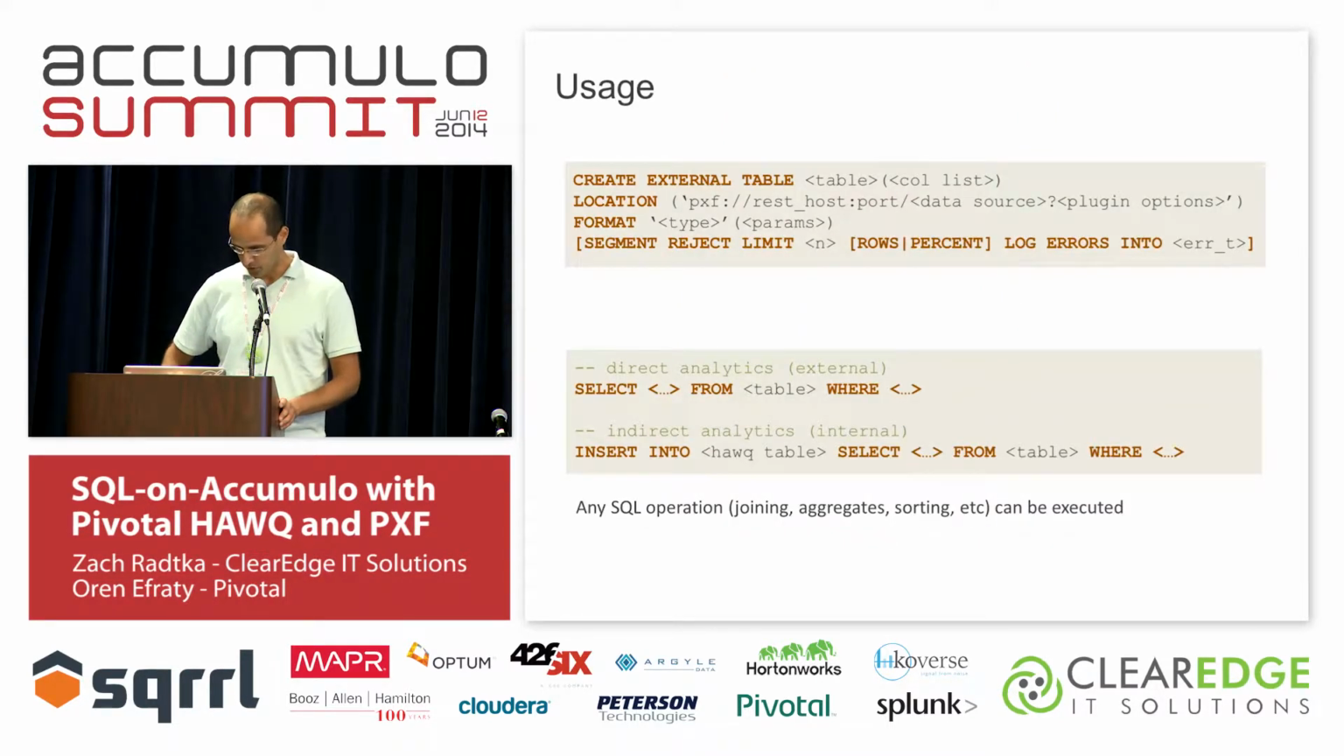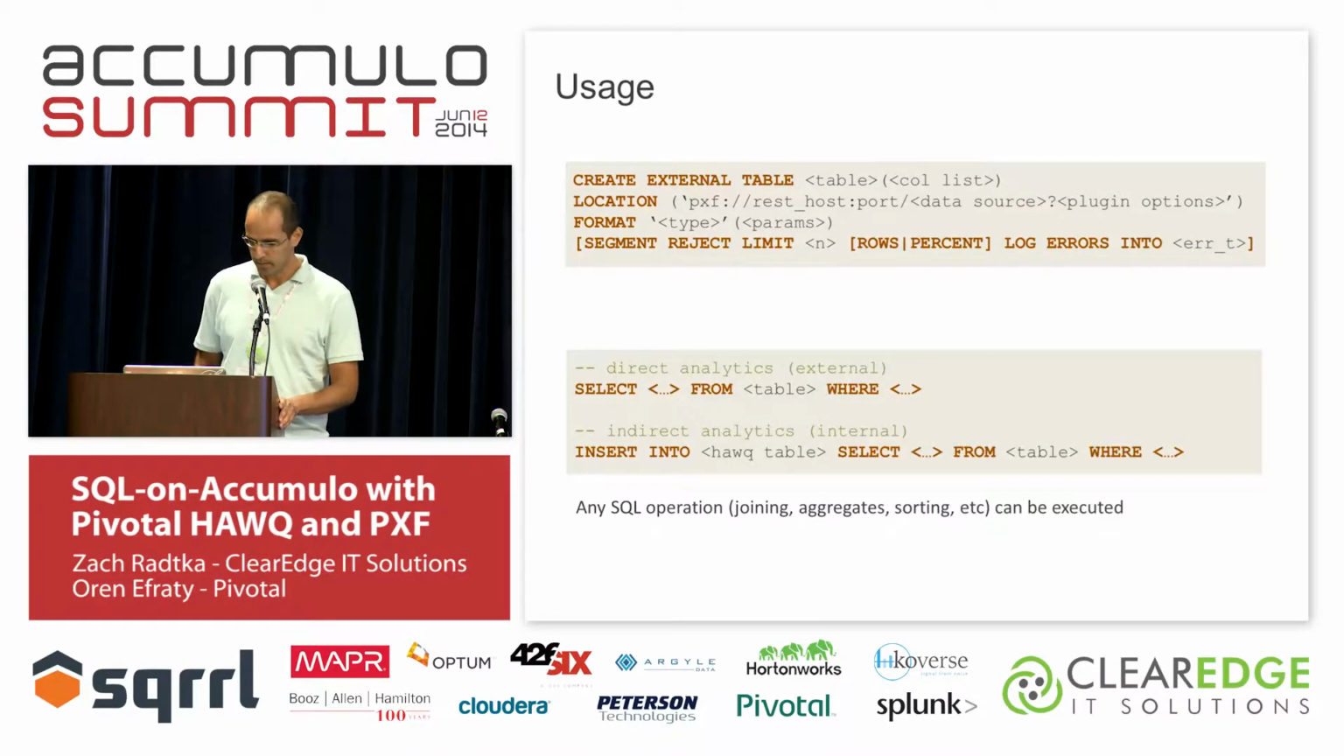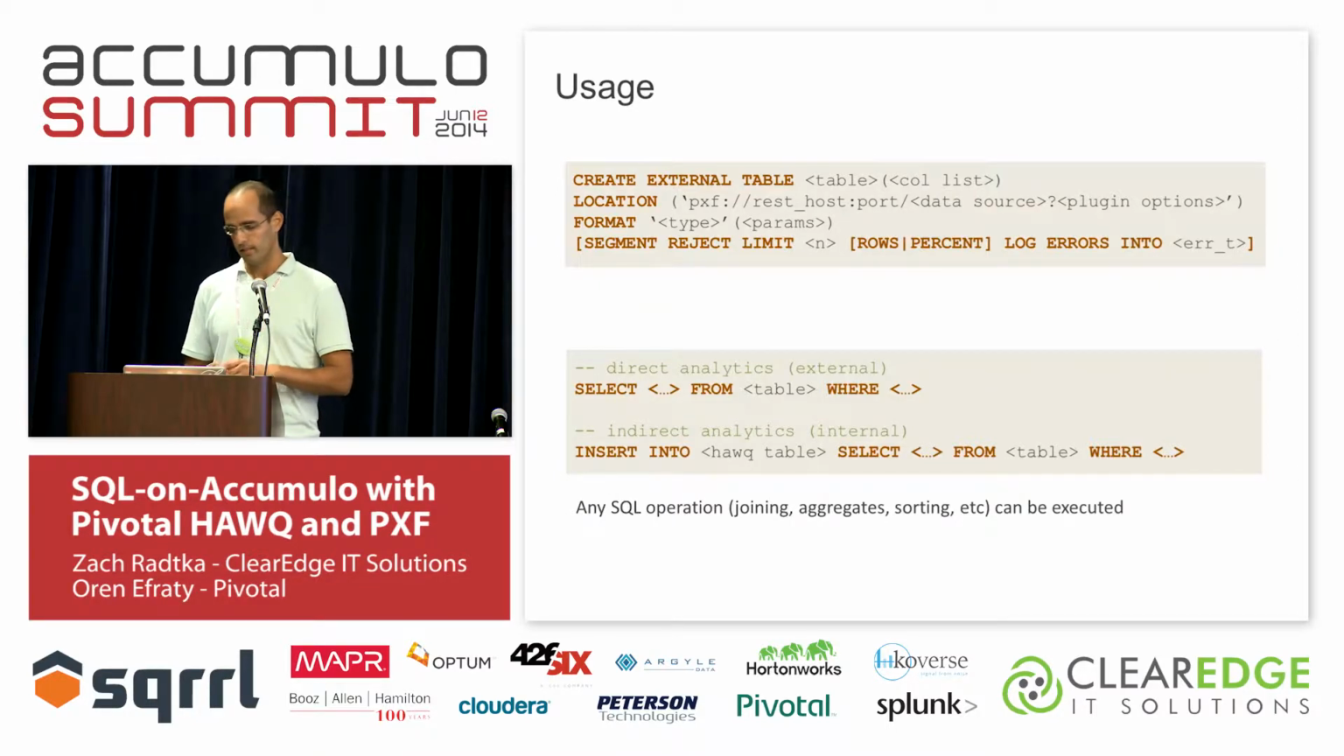Okay, let's go about the usage. So as we said before, we are creating an external table in HAWQ. We're specifying in the location clause the PXF protocol, PXF host and port, the data source, which can be either a file, a directory, or in case of Accumulo, the table name, and the plugin option. In case of Accumulo, it will be the Accumulo plugin. Format, usually either text or binary, and you can also specify a segment reject limit. We can specify an error threshold to avoid aborting the query in case of errors.